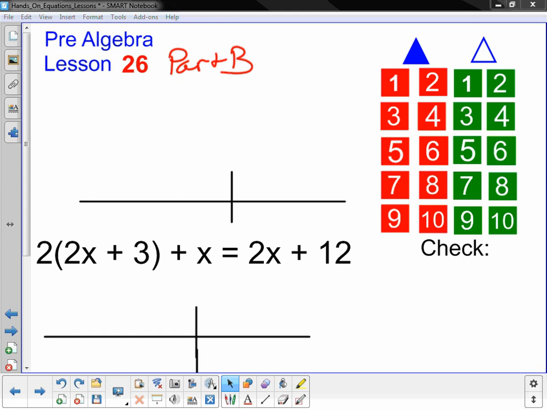You came back for part B. Glad to see that. Okay, here we had our problem. We had 2 parentheses 2x plus 3 plus x equals 2x plus 12. Well, this is the problem we were going to try to solve at the end of the last video. I said, nope, got to come back for part B.